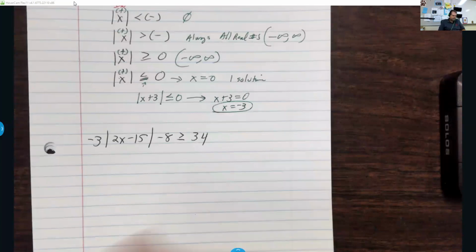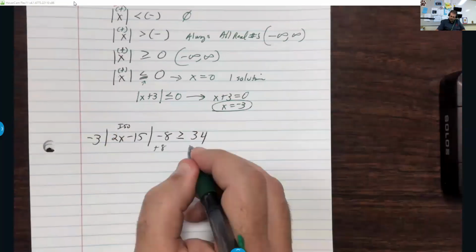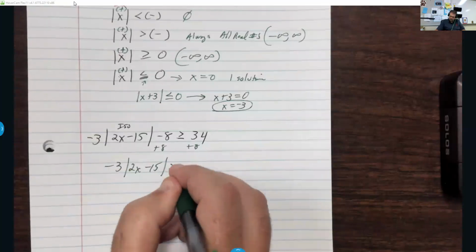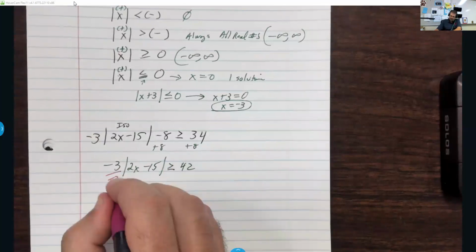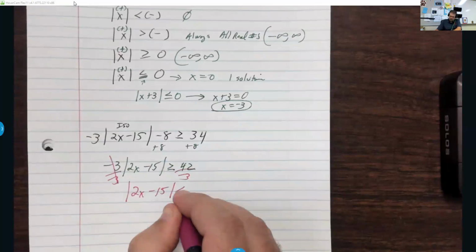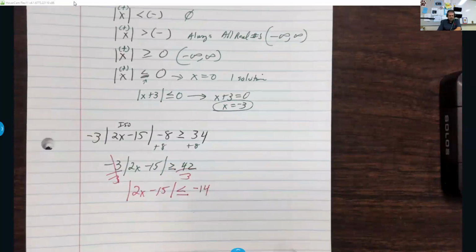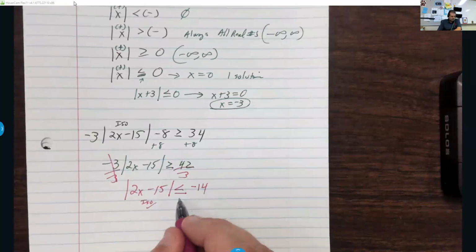All right, so last one. Just one more problem, okay? So I have all this. I've got to isolate first, right? So we're going to add the 8. So far, so good. Greater than or equal to, what's that, 42? All right, so let's divide by negative 3. I get 2x minus 15. We got to switch it, correct? And that's going to be, what, a negative 14. So now I have isolated, check, less than or equal to, which would be an and, a negative.